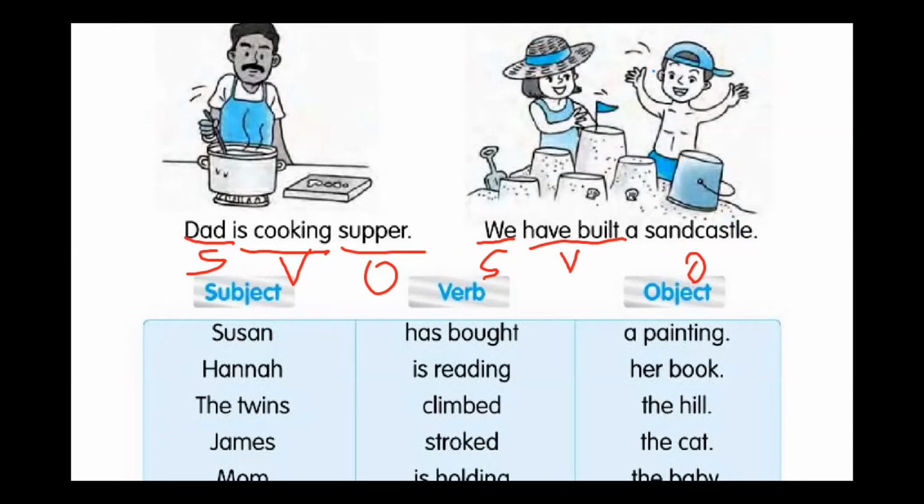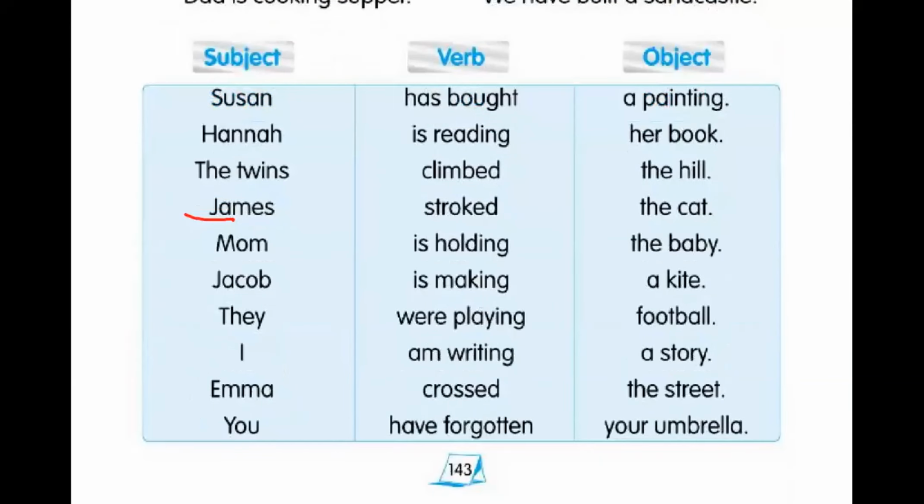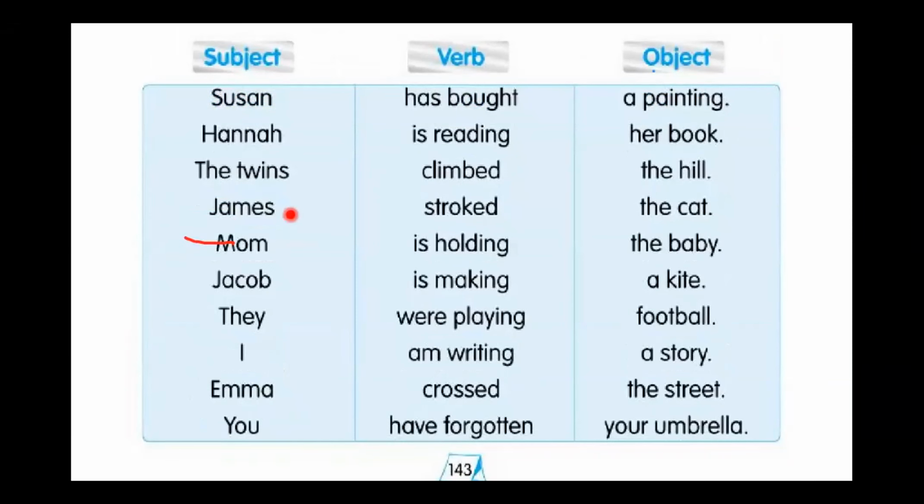Now next, let's see a few more in this table. Read out along with me. Susan has bought a painting. What is bought? Past participle, right? Buy becomes bought. Bring becomes brought. Do you remember? So Susan is the subject, has bought is the verb, and a painting is the object.